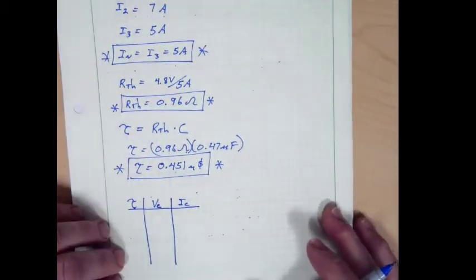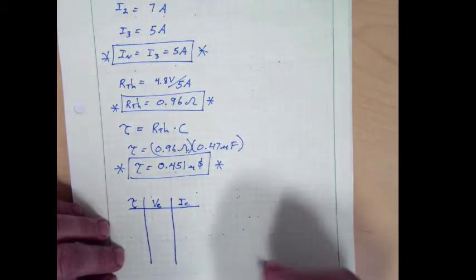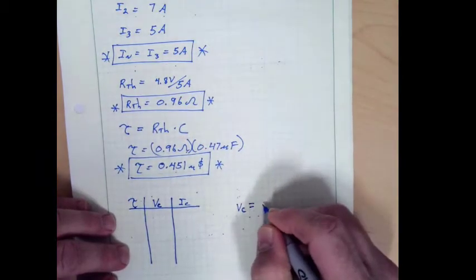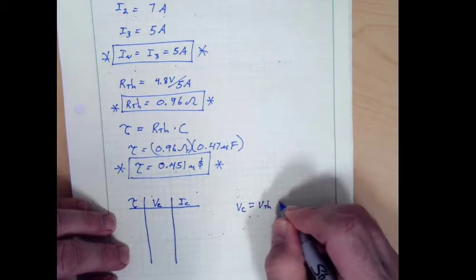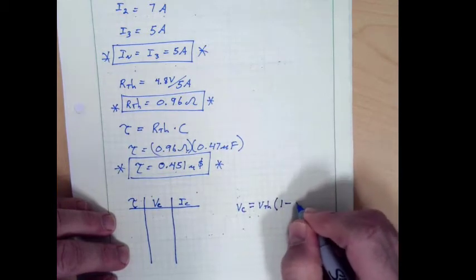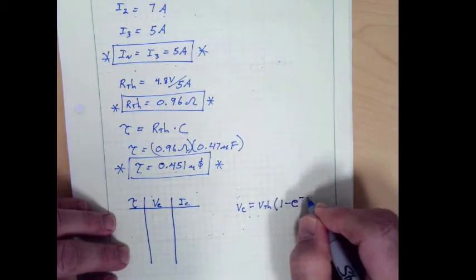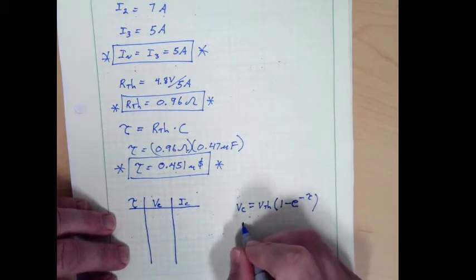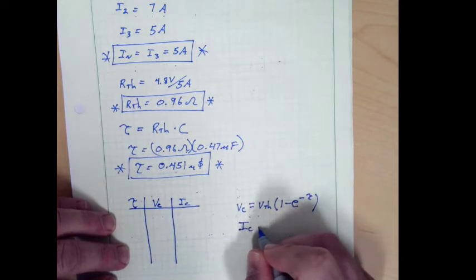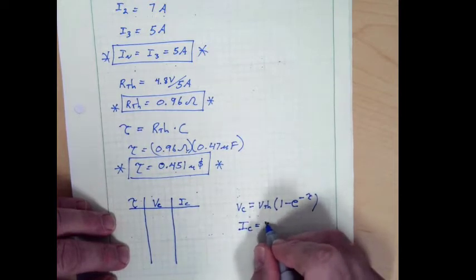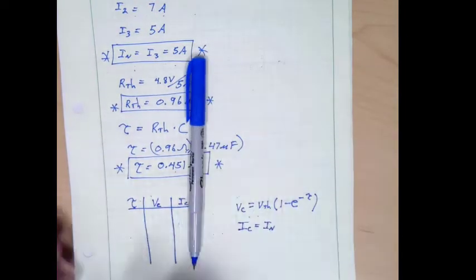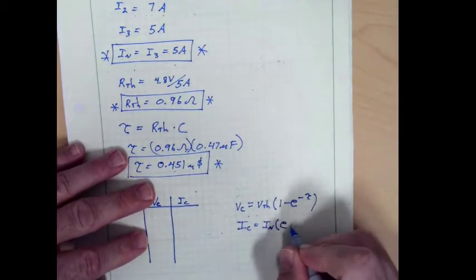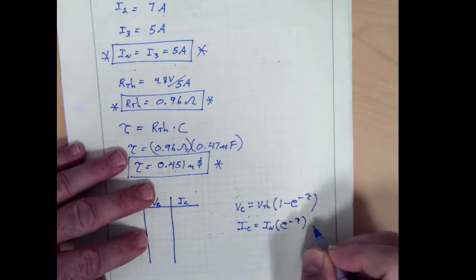And let's review real quickly what the equations are. The equation for the voltage of a capacitor is the Thevenin voltage times the quantity 1 minus e to the minus tau. For the current of the capacitor, it is equal to the Norton current times e to the minus tau.